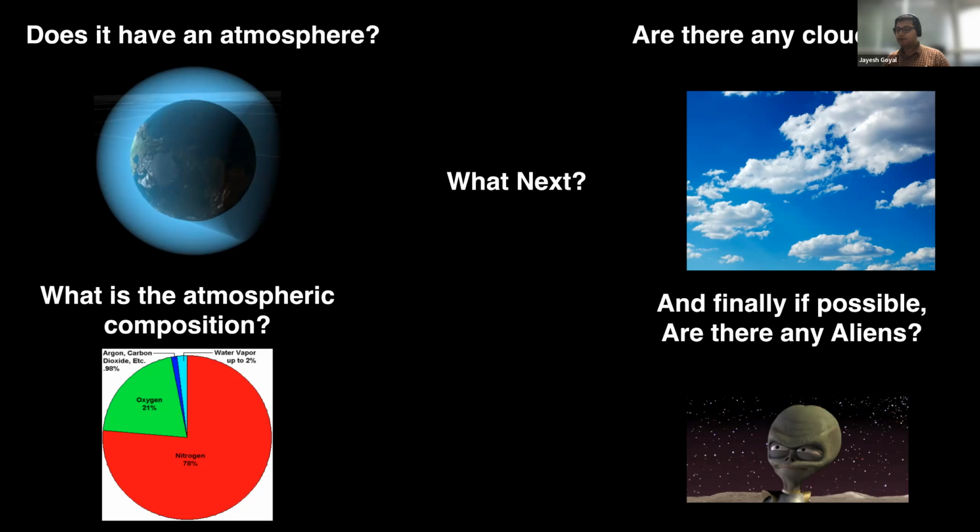And one of the important questions that every one of us is interested in: are there any aliens? Meaning, are there any intelligent civilizations living on these planets? All these questions come to our mind, but all these questions are connected. We need to answer them step by step. First of all, we have to answer, does it have an atmosphere or not? What is the atmospheric composition? Is it habitable? All these questions have to be answered to come to the possibility of whether there are any aliens or not.